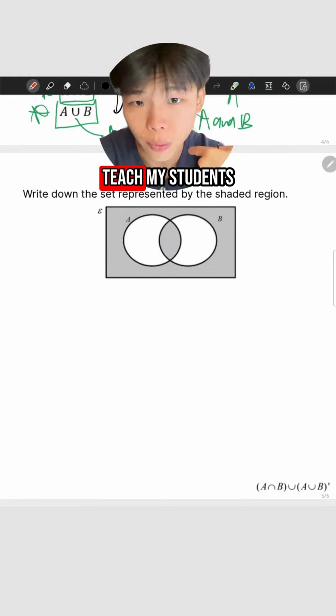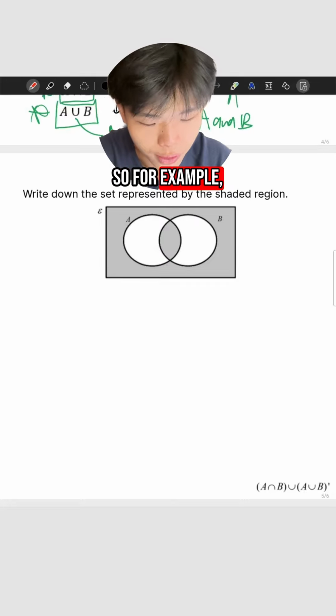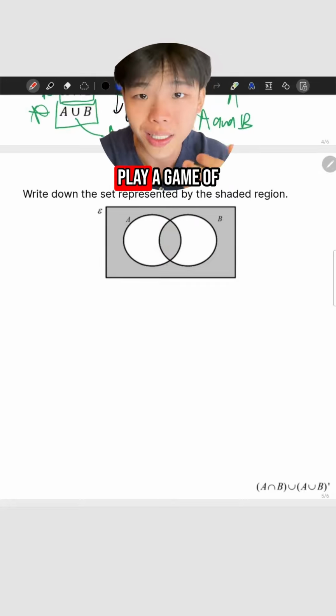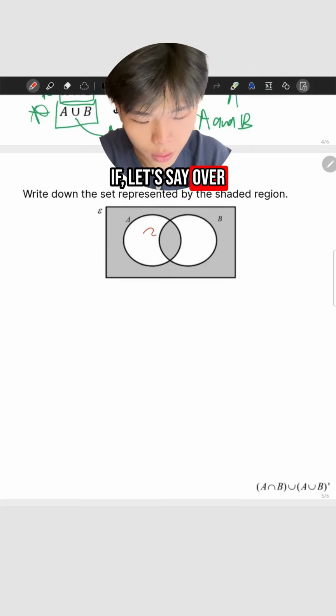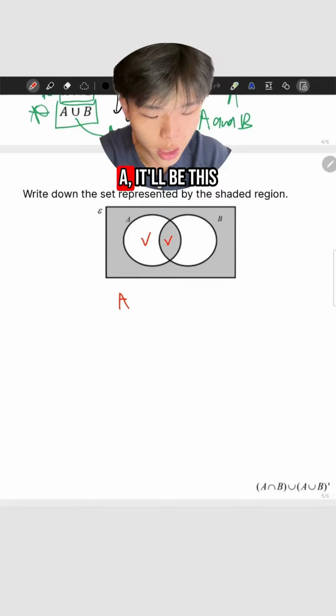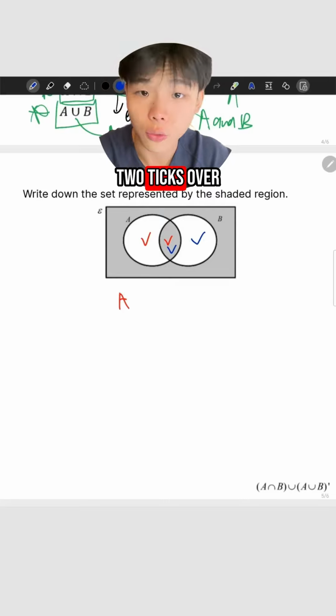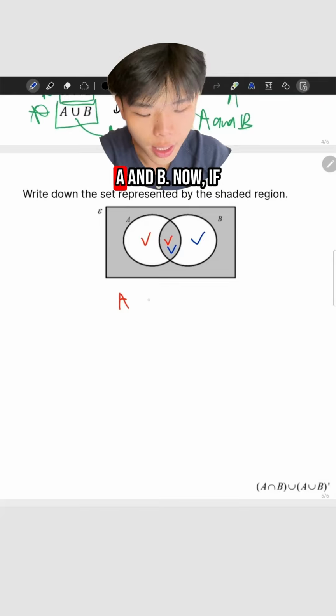And the way that I teach my students at my Math Tuition Center to tackle this type of question is to use ticks. So for example, let's say we are just going to play a game of guessing over here. If I have A, if I want A only, A will be here and here, right? So if I just put A, it'll be these two ticks. Next, if I want B only, it'll be these two ticks over here, right? So you can see over here I have A and B.